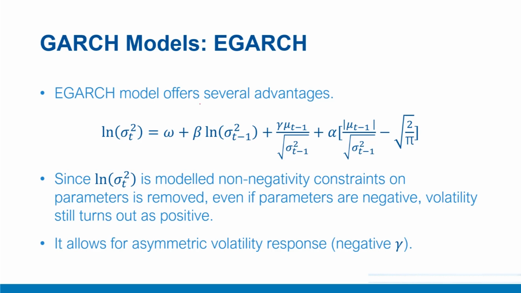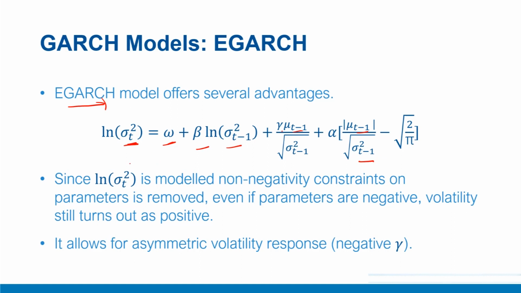Another very important model of Nelson, the EGARCH model, captures both the properties, that is non-negativity as well as the leverage effect. Look at the expression here. You have the estimate in the natural log form, then omega, beta into natural log of sigma square t minus 1, and then mu t minus 1 into gamma upon square root sigma square t minus 1, plus alpha and the magnitude of the error terms mu t minus 1 upon sigma square t minus 1 and so on.